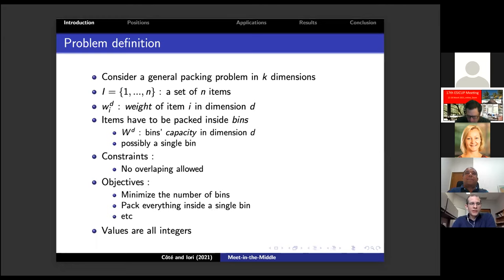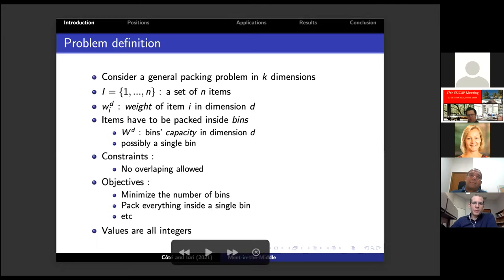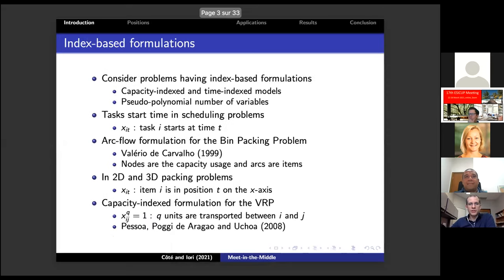We have a set of items. Each item has a weight in the dimension D. In one dimension it would be a weight, in 2D a width and a height, in 3D maybe an additional length. We have to pack our items inside bins, and each bin has a capacity in the dimension D. We may have multiple bins or a single bin, and we cannot overlap the items inside the bins. Our objective is general: we minimize the number of bins, or we pack everything in a single bin, etc. We also suppose our values are integers, so the capacity and the weights are all integers.